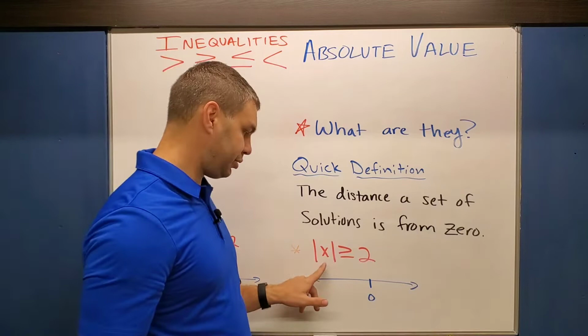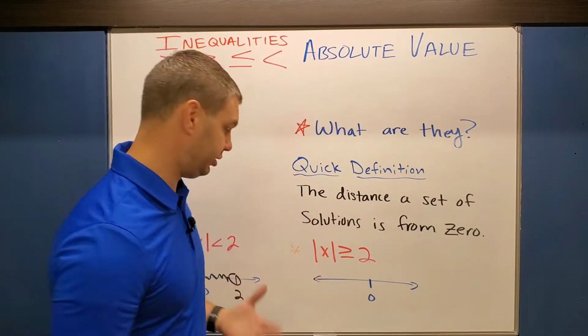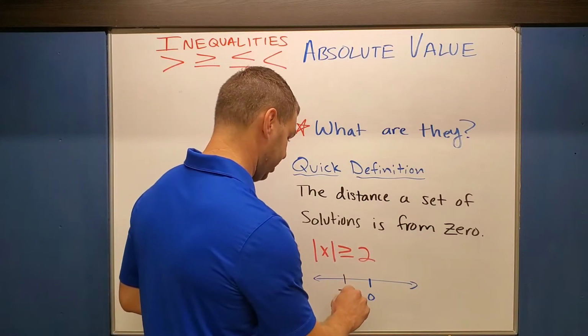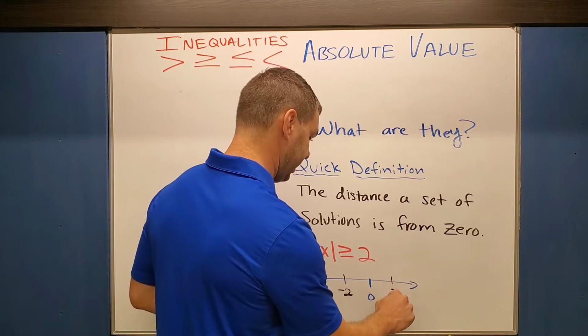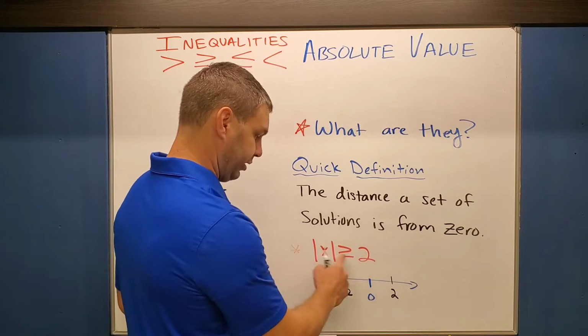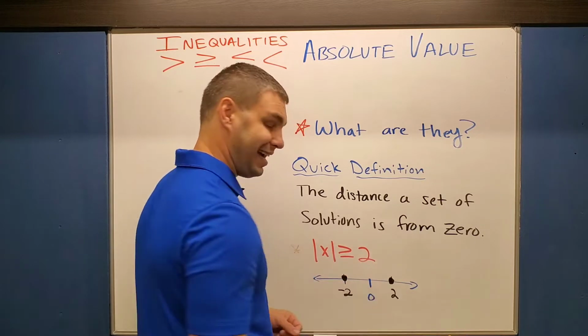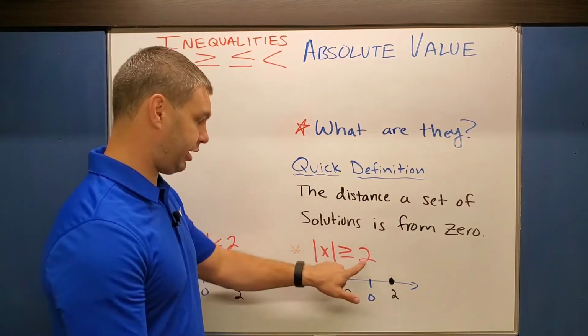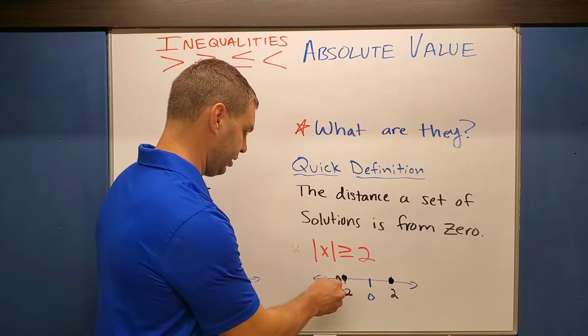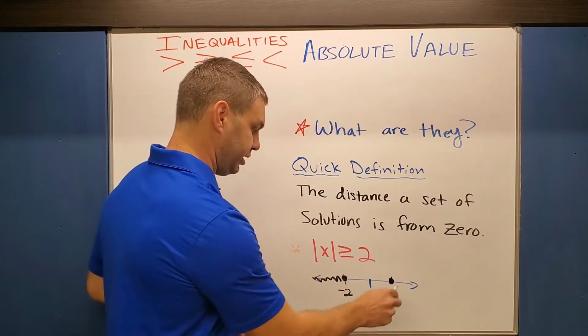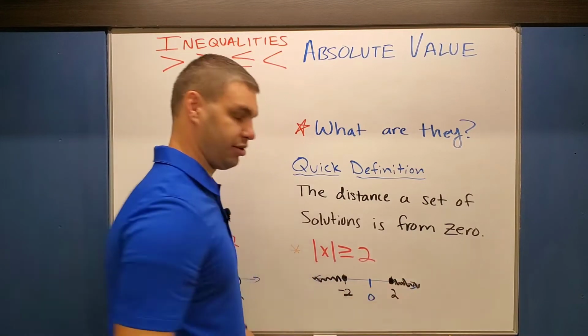For this one, the absolute value of x is greater than or equal to 2. Same idea, except they're going to go in the opposite direction. So negative 2, positive 2. Greater than or equal to is going to have closed dots. So here we need it greater than that distance away from 0, or greater than 2 away from 0. So over here is farther than that from 0, and over here is farther than that from 0.